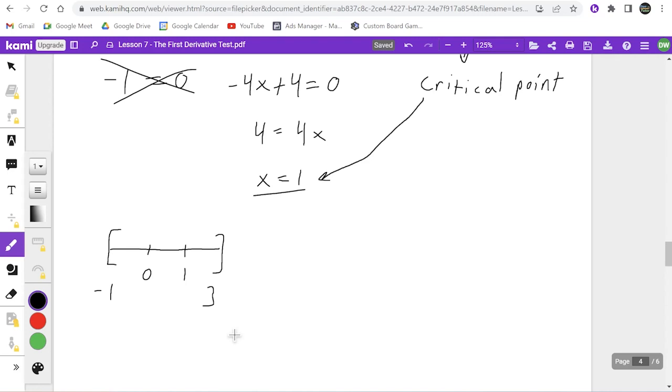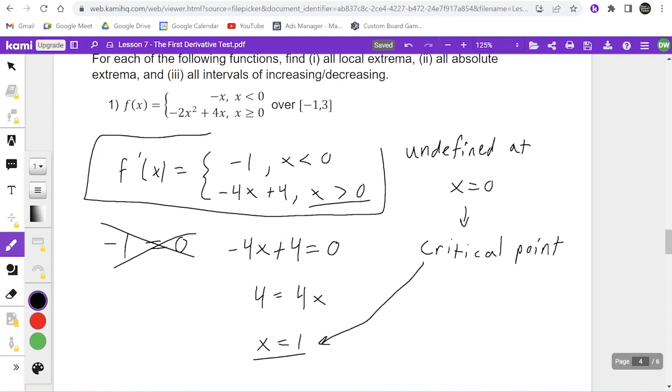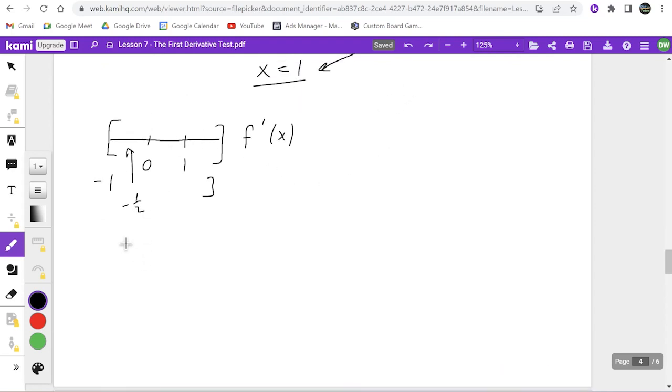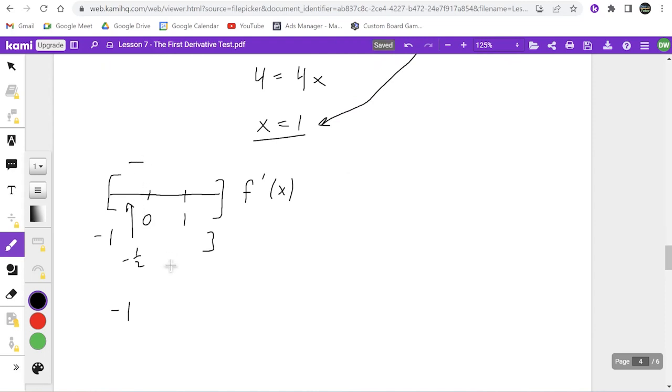Now, one thing you ought to know is that now I got to plug in values in between, right? Like, for instance, I need to plug in a point into the first derivative, f prime of x, for a number in between -1 and 0. My advice is pick -1/2. So when I think of the first derivative, which I have written right here, -1/2 is less than 0. And when it's less than 0, the answer is always -1. There's no x to plug into. It's always -1. That means for when I plug in -1/2, I get -1. It's negative. I just put the negative sign on my number line. That's it.